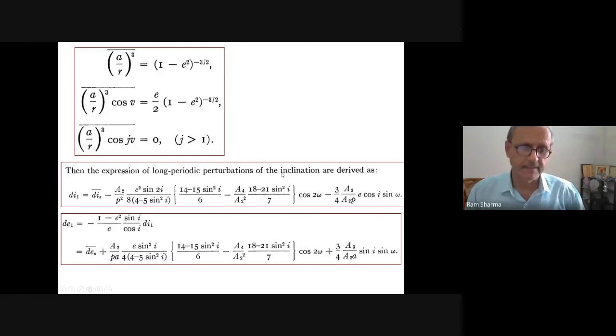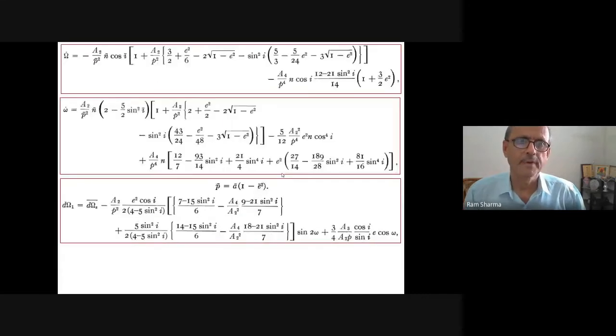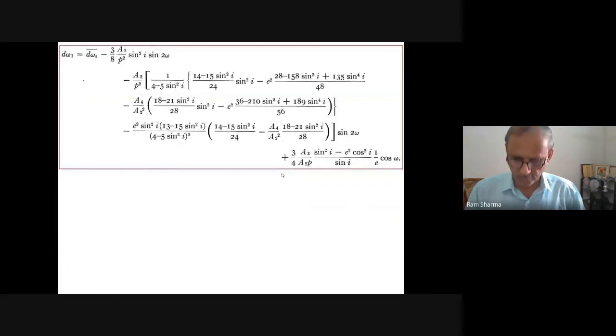So all those things were there, but it is okay anyway. That is what we have. Omega, capital omega dot, small omega dot. These are all the things which he has calculated, long periodic and short periodic. So it was a complete paper by itself, and that's why it was utilized for a long time.